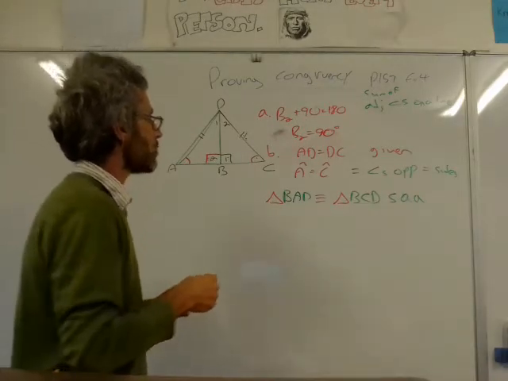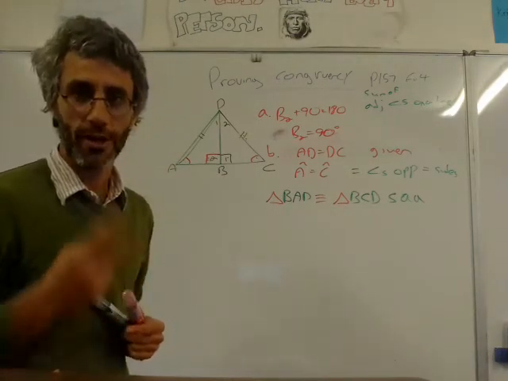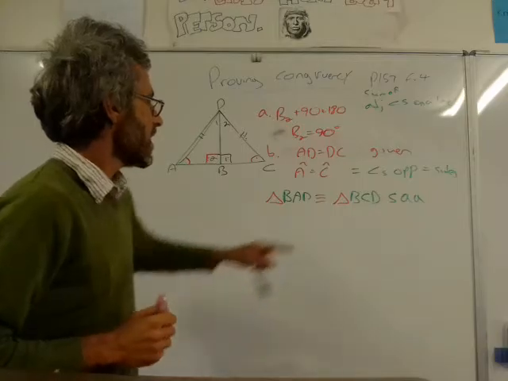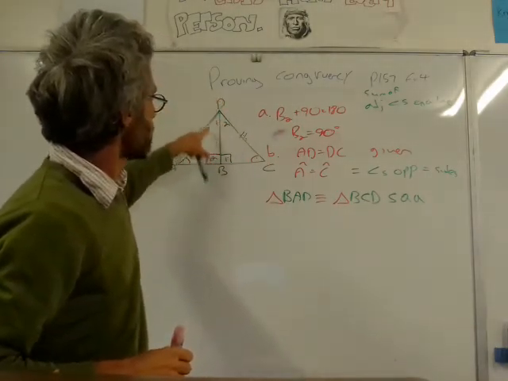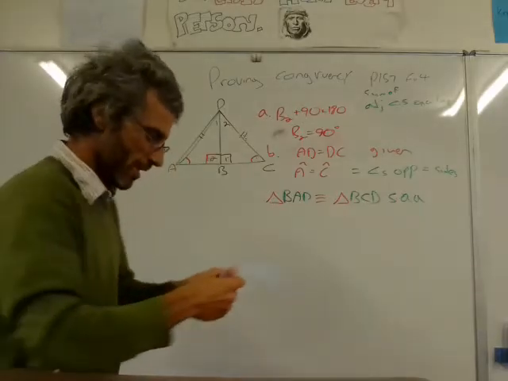Now that was one way of proving the congruency of this triangle. They asked for two. Here we chose one side, which was equal, and two angles. But there's another way. Check this.